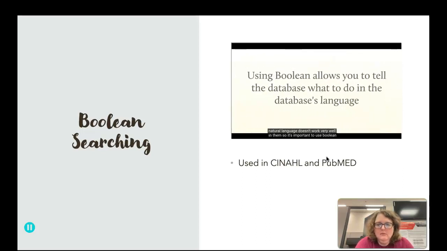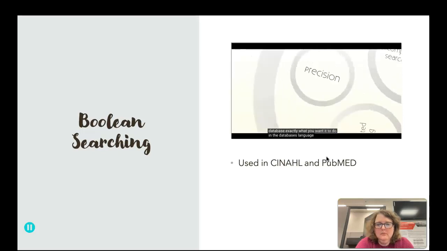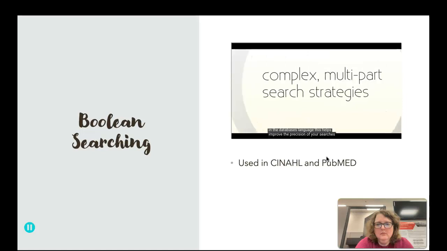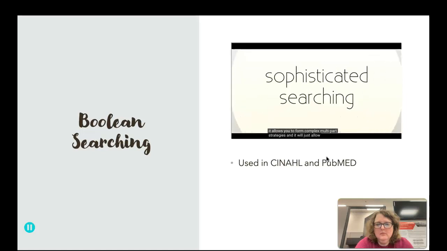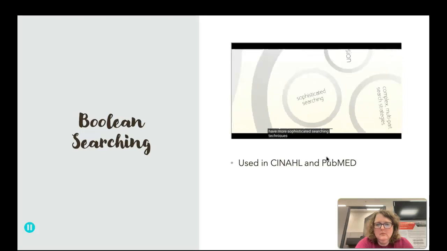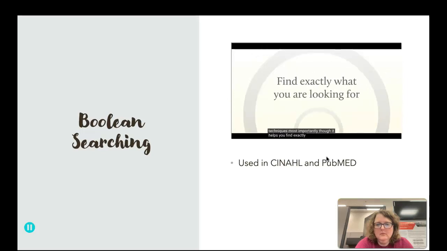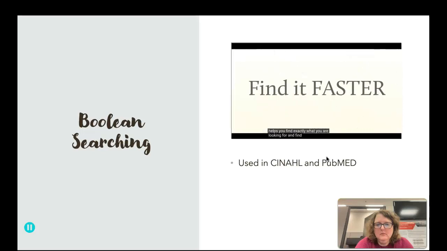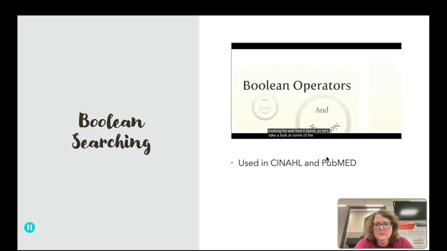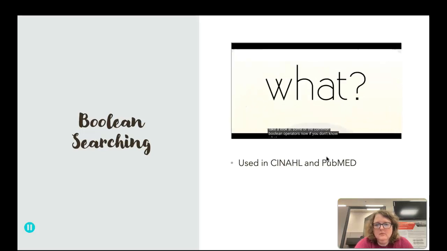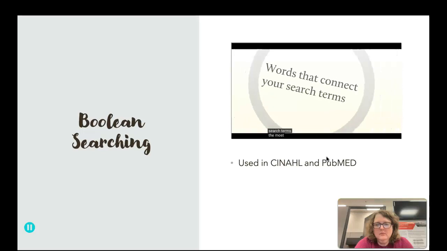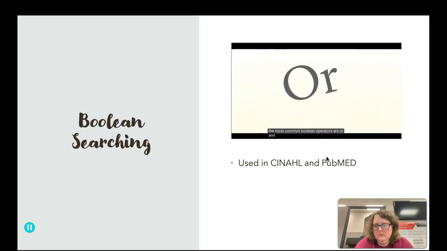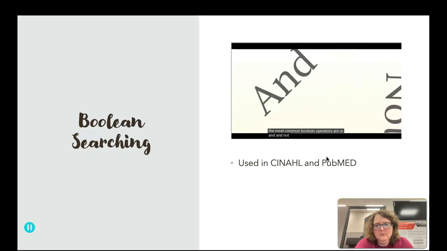So it's important to use Boolean because this allows you to tell the database exactly what you want it to do in the database's language. This helps improve the precision of your searches. It allows you to form complex multi-part search strategies, and it will allow you to have more sophisticated searching techniques. Most importantly, though, it helps you find exactly what you are looking for and find it faster. So let's take a look at some of the common Boolean operators. Now, if you don't know what that means, Boolean operators are words that you use to connect your search terms. The most common Boolean operators are or, and, not.